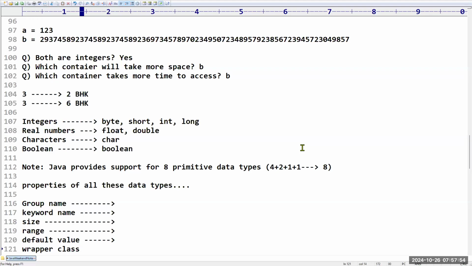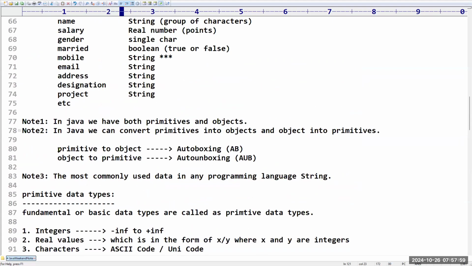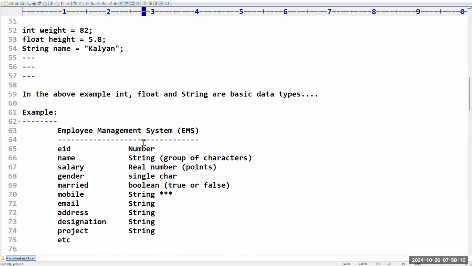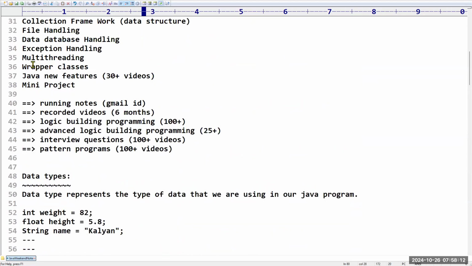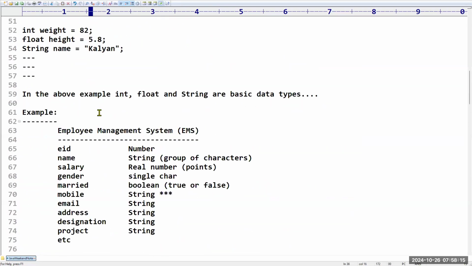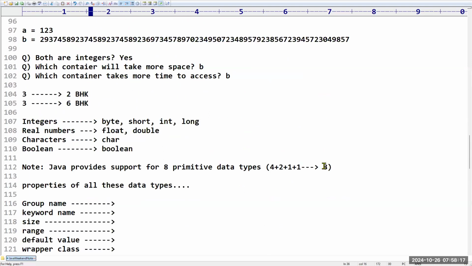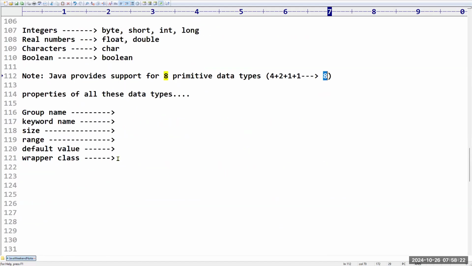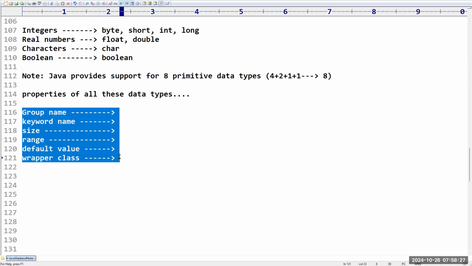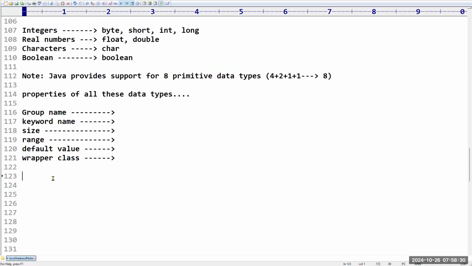And there is one concept called a wrapper class. I told in the beginning, sir, it is possible to convert a primitive to object. For every primitive, one object form is there. That concept is called wrapper classes, which is very, very important. We have a syllabus. In that, there is a chapter completely about wrapper class. So for all these 8 primitives, we have 8 wrapper classes. So what is the wrapper class for every data type? These properties we are going to discuss for every data type.